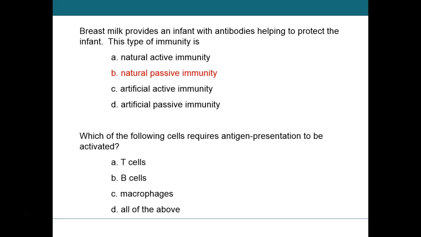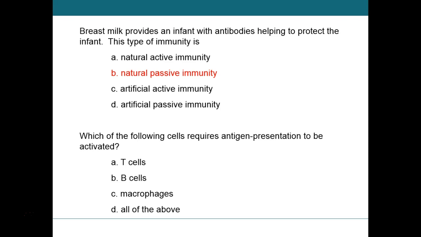The next and last question, which of the following cells requires antigen presentation to be activated? All right, so T cells. Well, we know that the T cells are activated when they see an APC, right, an antigen presenting cell. What about the B cells? Well, the B cells are activated by the T cells.